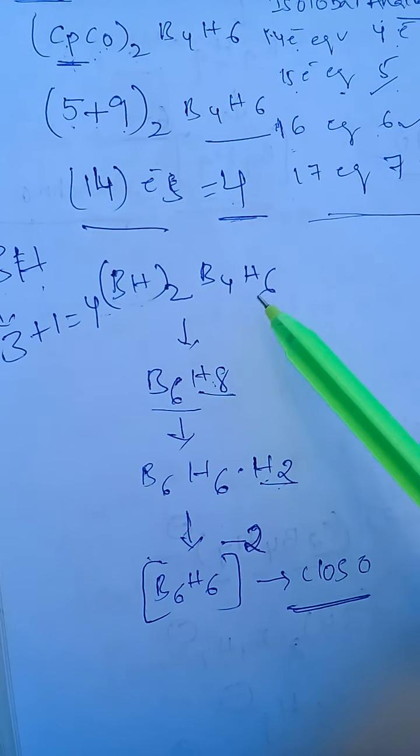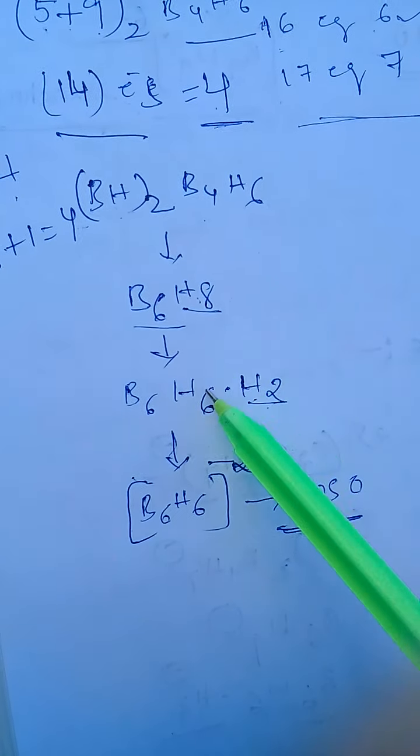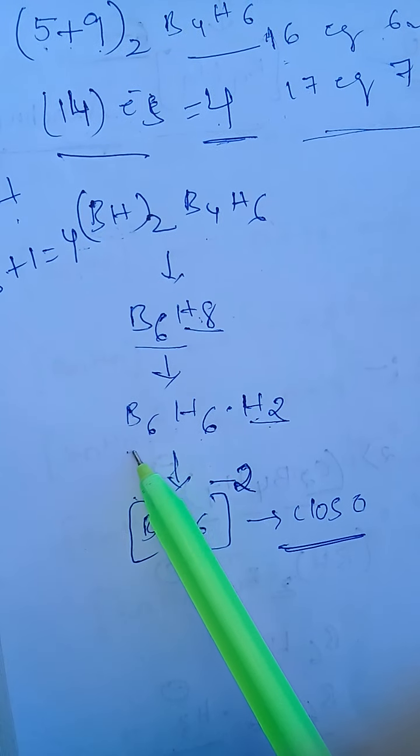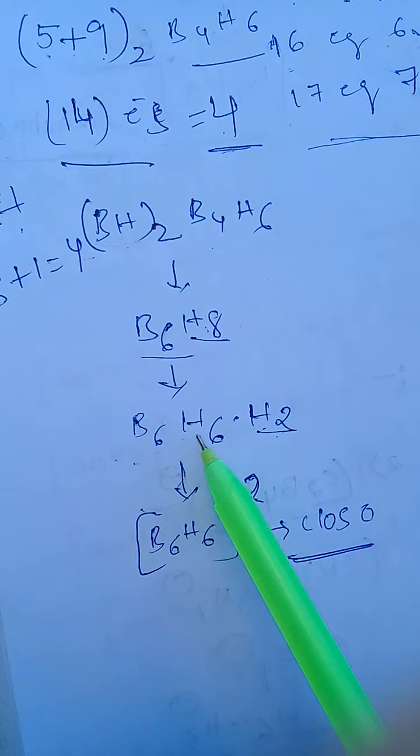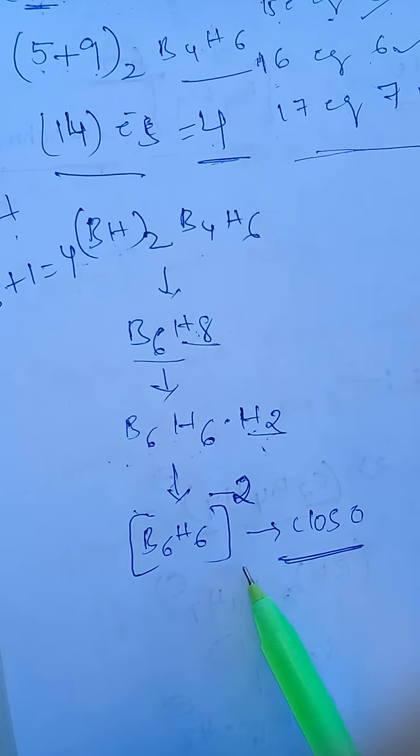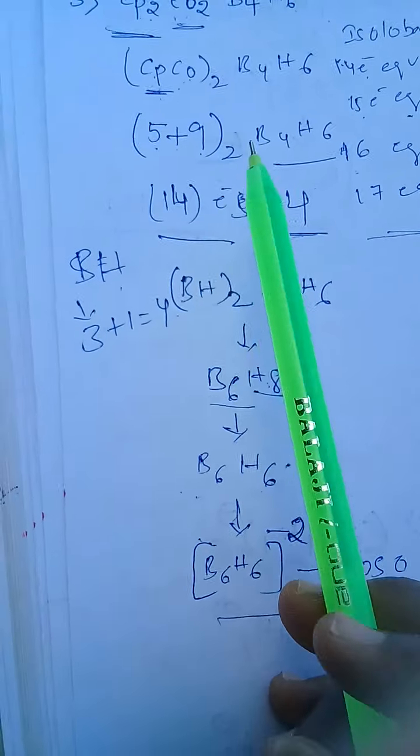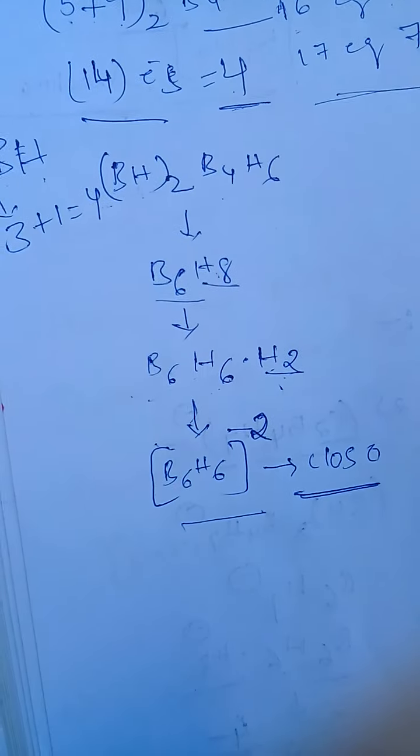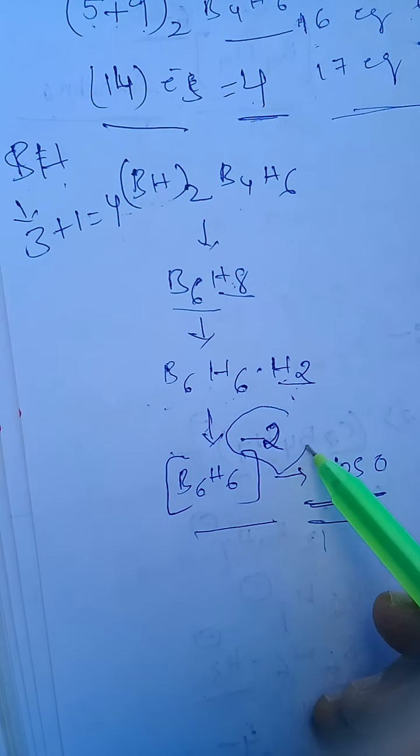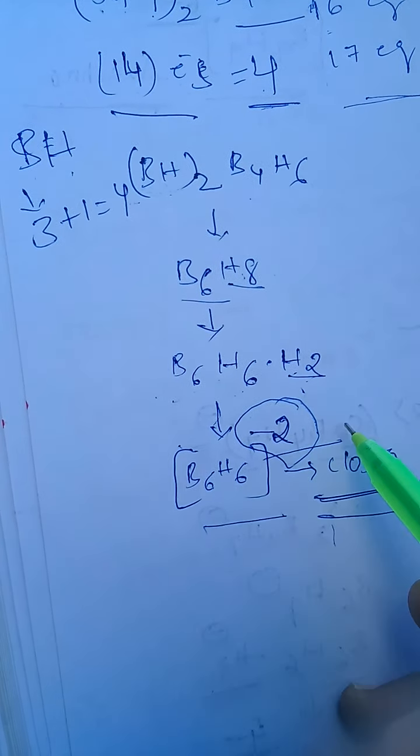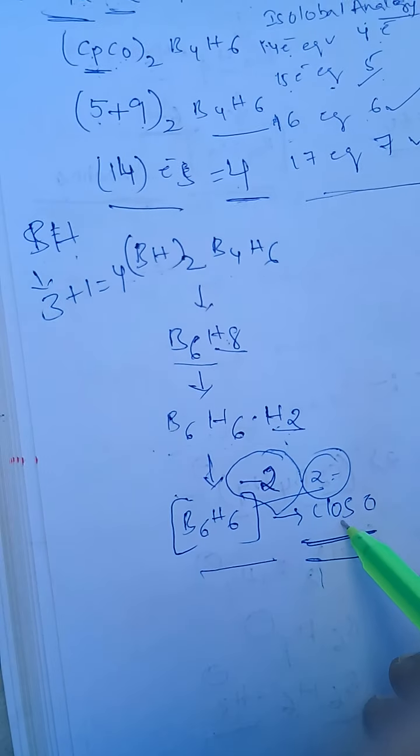In the next step we add total borons and hydrogens, and in the last step we take hydrogens equal to borons, so B6H6, and remaining hydrogens are taken as charge. So for Cp2Co2B4H6 the structure is closed. Why? Because for this structure we get 2 minus as charge, and for 2 minus the structure is closed.